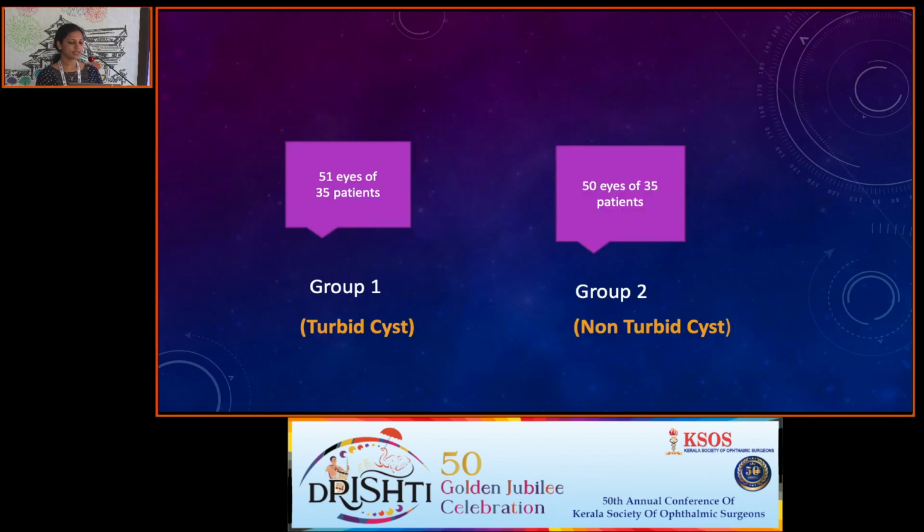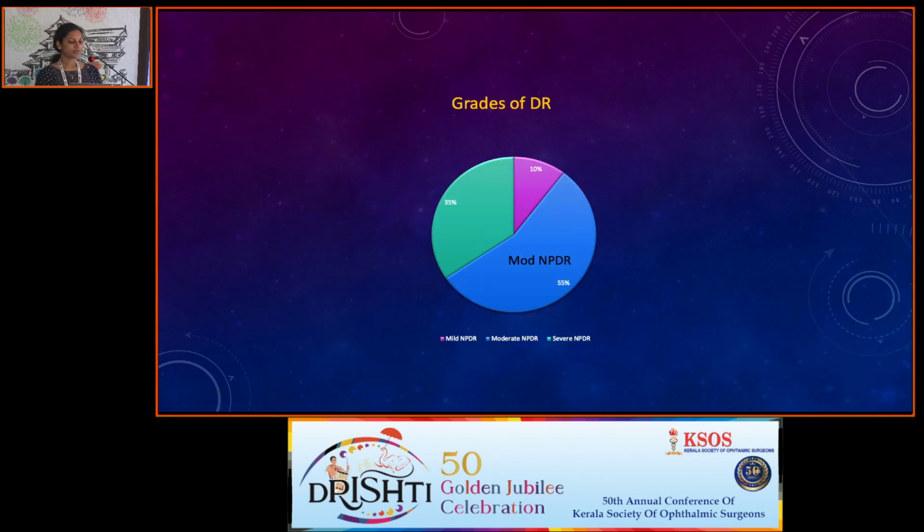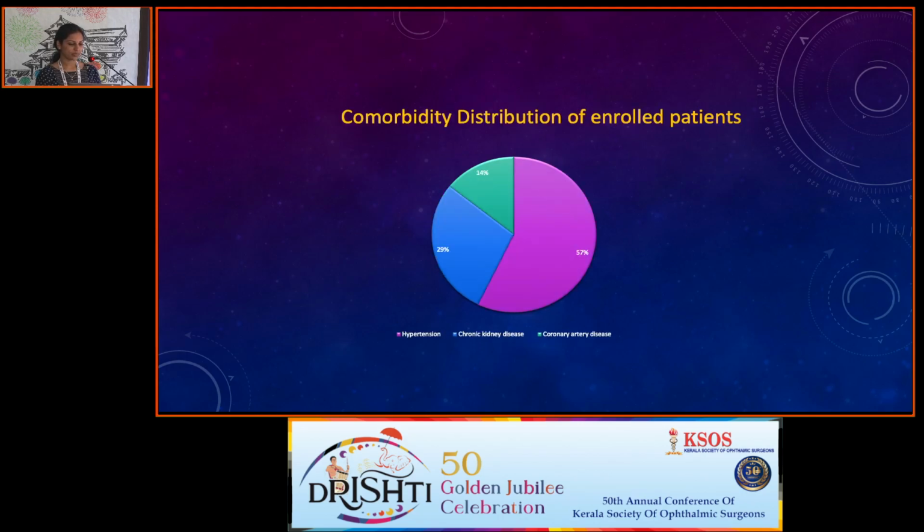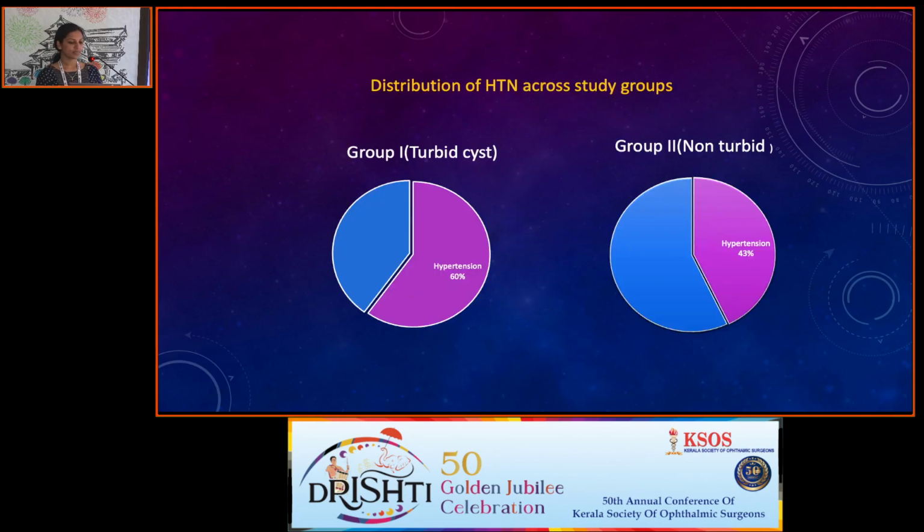Coming to results, 51 eyes of 35 patients were included in group 1, that is the turbid cyst group, and 50 eyes of 35 patients were included in group 2, that is the non-turbid group. Among the grades of diabetic retinopathy, moderate NPDR was the most common type noted. Regarding comorbidity distribution, hypertension was 57%. Hypertension was noted at a higher percentage in the turbid cyst group than the non-turbid cyst group.